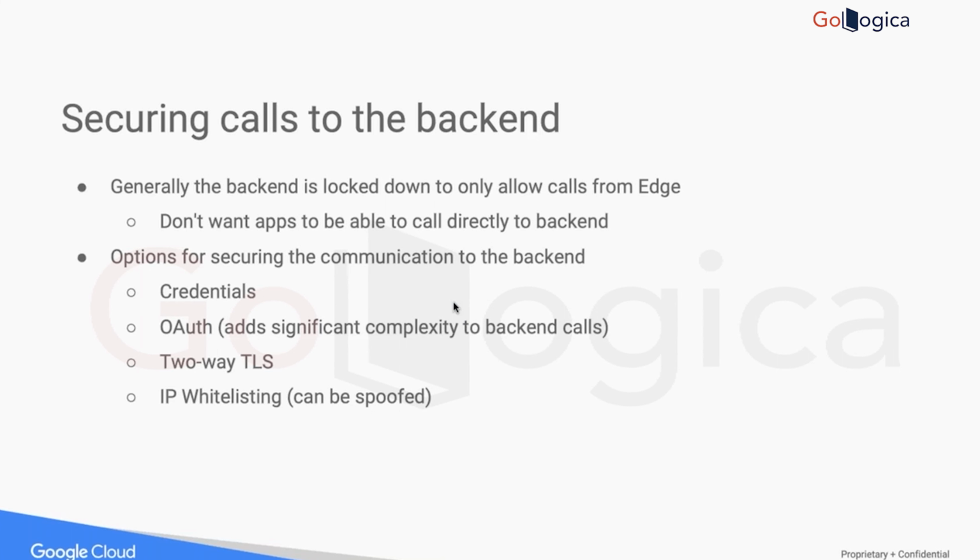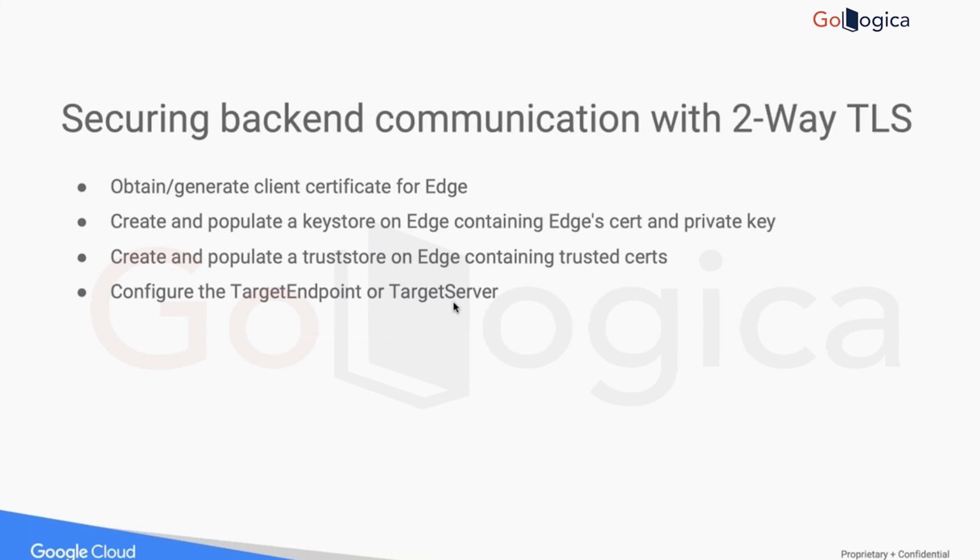And then there is always IP whitelisting, but right now IP whitelisting is not the most secure way, because people can spoof the IPs, and IPs also keep changing. If the backend is also on the cloud, the IP keeps changing, because in cloud systems the IP is not a static one. So from Apigee to target, most likely we always do two-way TLS. That's the most common way.